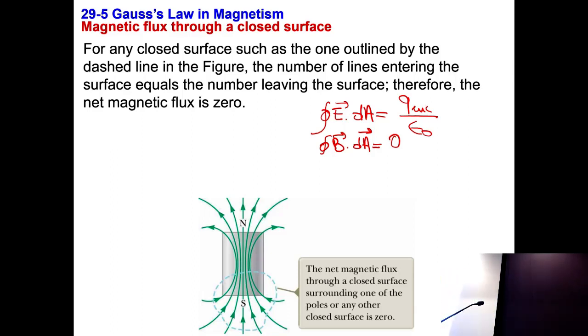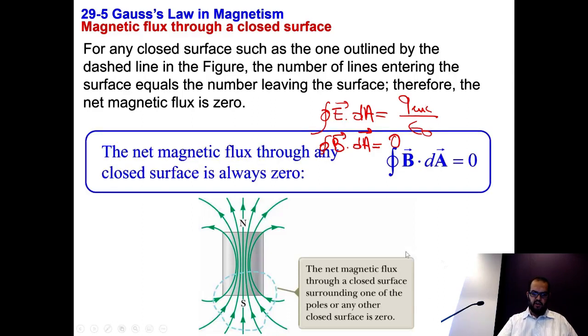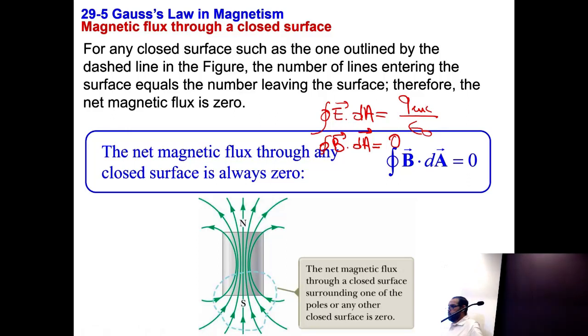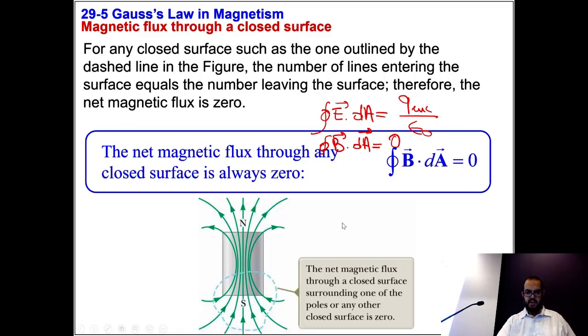For example, the flux through this surface is not 0, but the flux of the whole closed surface is 0, because the number of lines moving in is equal to the number of lines moving out. So that is Gauss's law for magnetic field: the net magnetic flux through any closed surface is always 0. You have problems where knowing this will help you determine the flux through a certain shape.